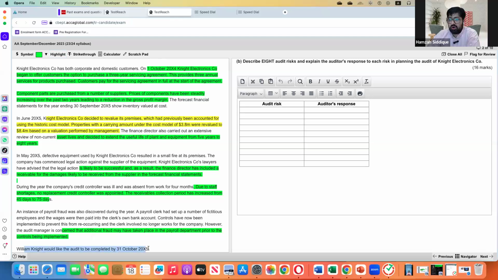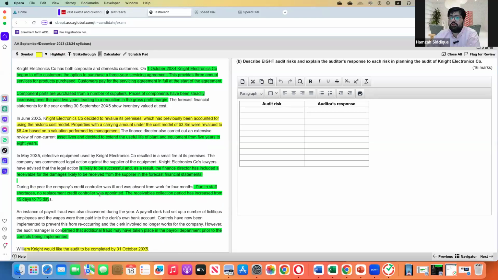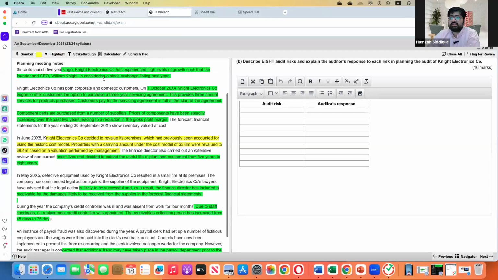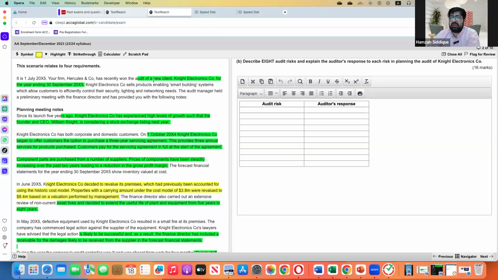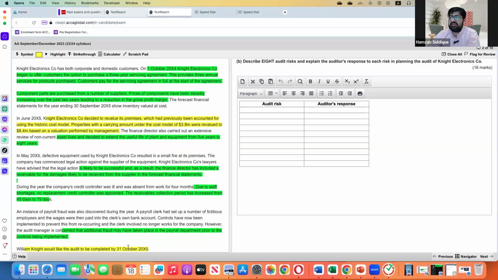William Knight would like the audit to be completed by 31st October. Oh my God. 30th September is the year end. 1, 2, 3, 4, 5, 6, 7, 8, 9, and 10. 10 audit risks we identified.